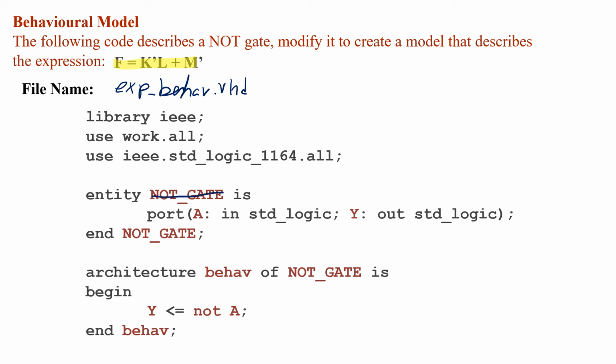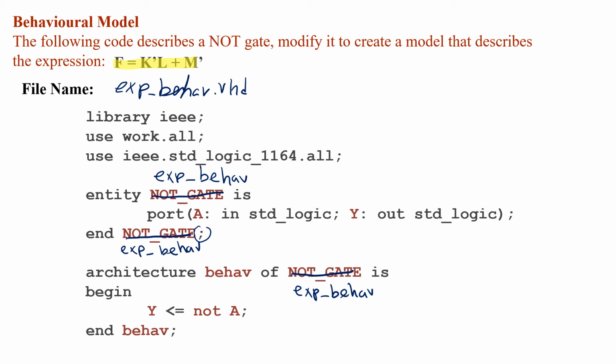So that means wherever I see not gate, I will replace it with exp_behave. Same thing here. I will have to keep the semicolon as it is, of course. And finally, for the third time, exp_behave. It's a case insensitive language, so uppercase and lowercase are all equivalent.